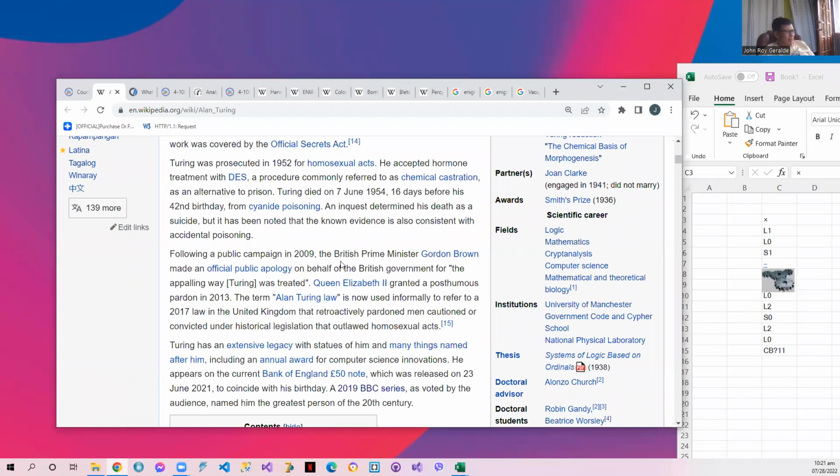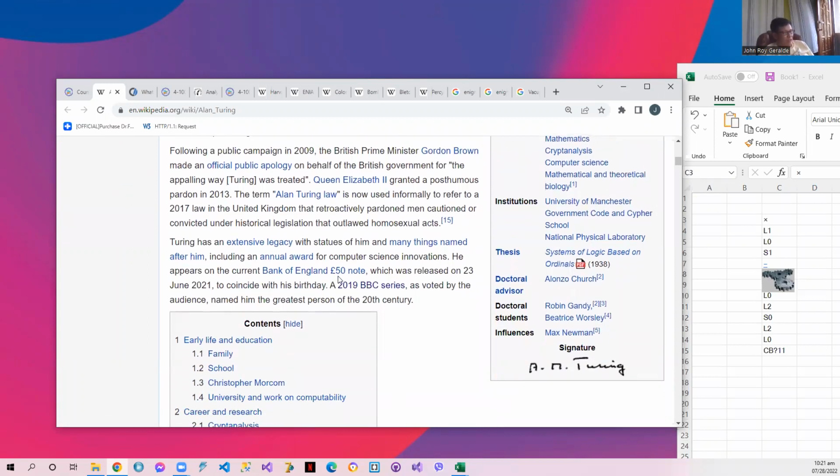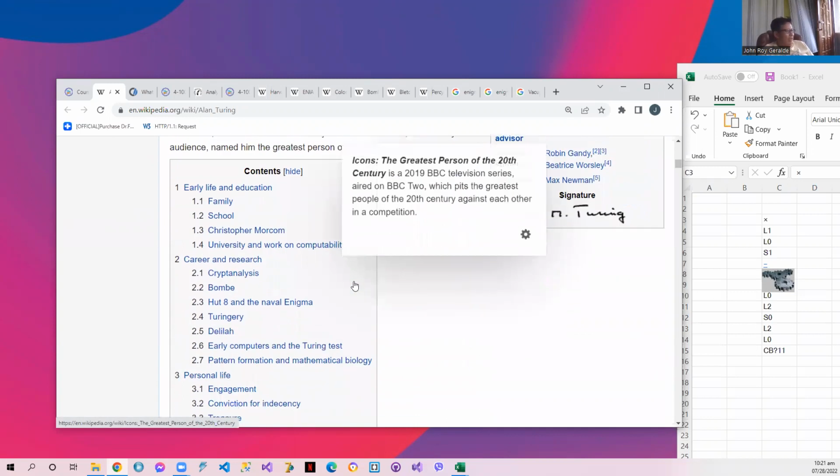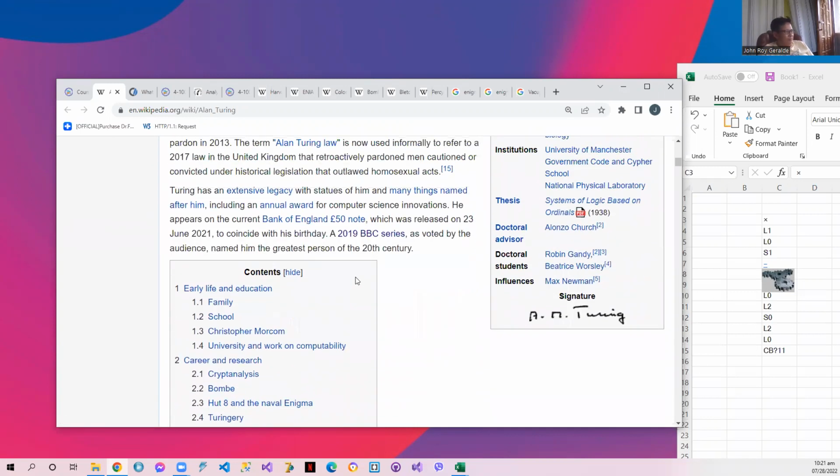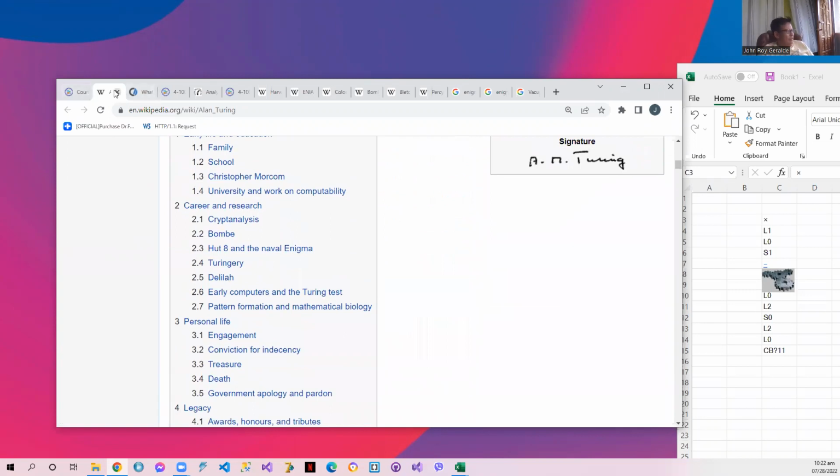And at the same time, Queen Elizabeth II granted a posthumous pardon to all those convicted of indecency in 2013, which means that you are not considered an offender if you were guilty of indecency. Do you follow? So that's the story of Alan Turing.